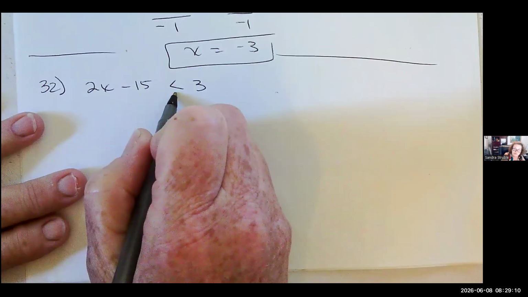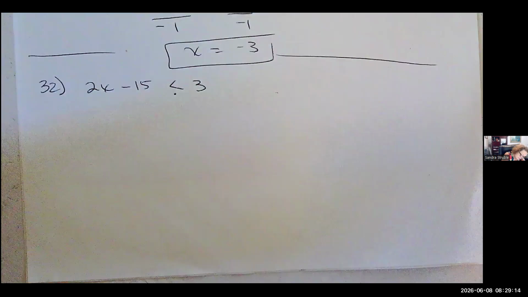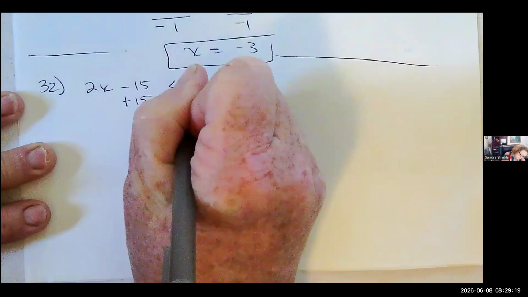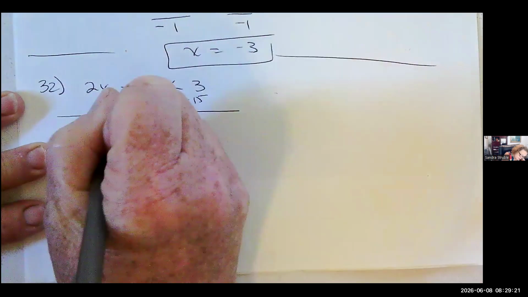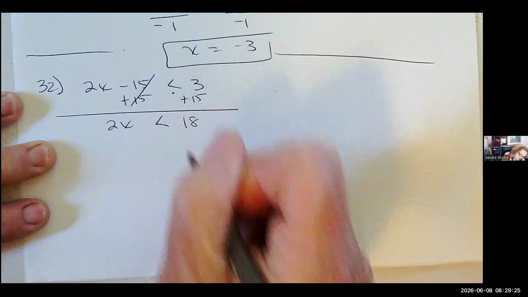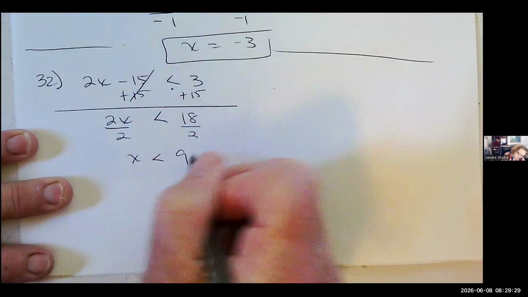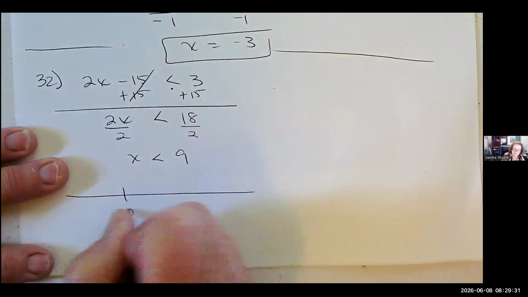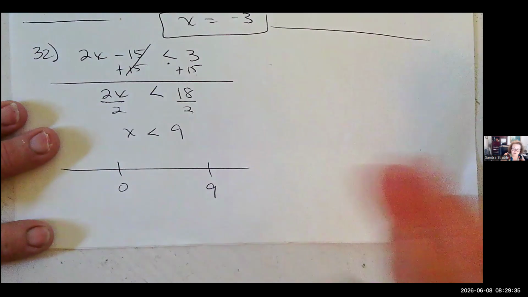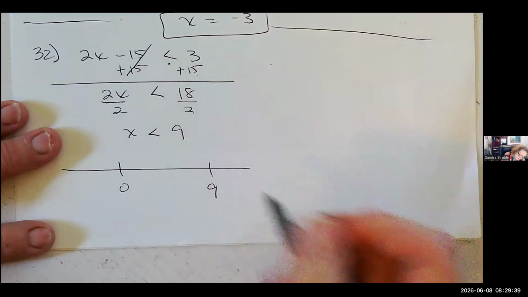So the first thing we need to do is solve for x. I need to get this 15 to the other side by adding 15 to both sides. 3 plus 15 is 18. Dividing both sides by 2, x is less than 9. To graph this, 0, 9. I don't expect it to be perfect. Just always represent where 0 is, so that I know what you're talking about. Where the 9 is gets a circle because it's not included.